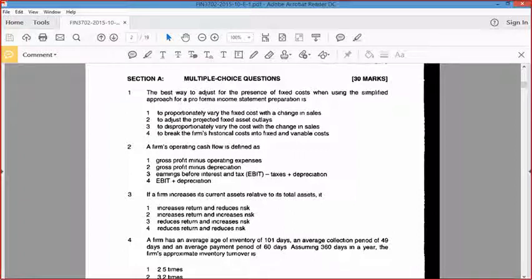So how would we adjust fixed costs? Would fixed costs vary with sales? No, fixed costs remain the same. Correct, yeah. Fixed costs are constant, they stay the same. So we're going to then consider which option. So one is definitely out.